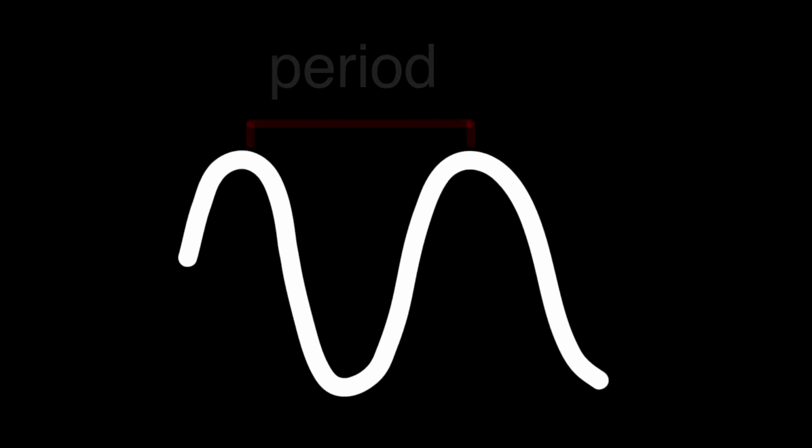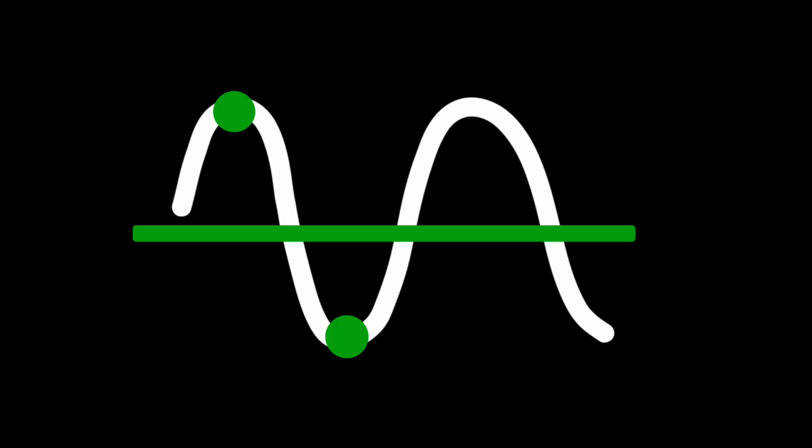Another measurement is called amplitude. Amplitude is the difference between the highest or lowest point of the wave to its midpoint. To hear this, we first mark the midpoint between the two extremes with a tone. Listen for that now.